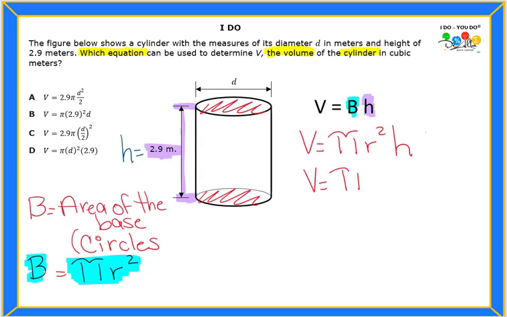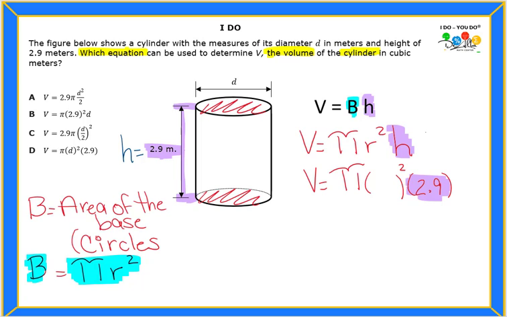Pi is going to stay as it is, right? What about radius? Do I know the radius? I don't, right? So I'm going to leave it blank, raised to the second power. Do I know the height? Well, the height we do, right? The height is equal to 2.9. Let's write it in here. Okay, and that was the height. Okay, so what is it that I'm missing? I'm missing the radius, right?